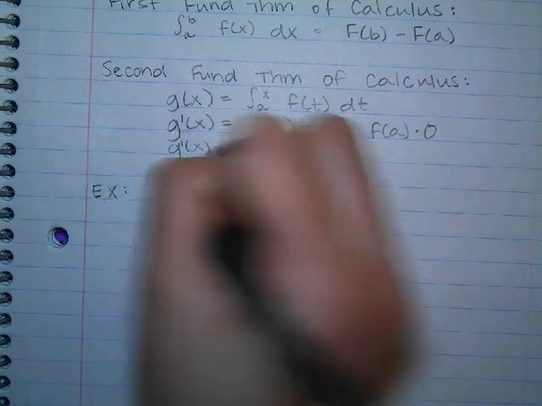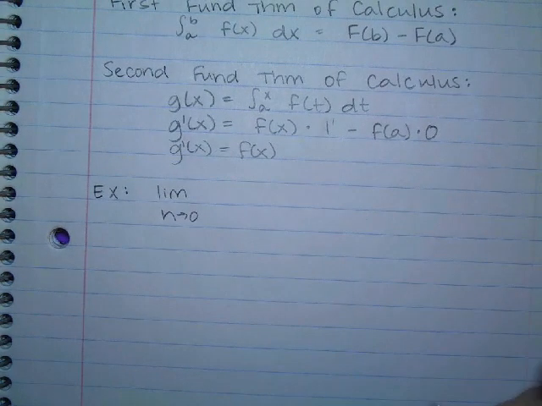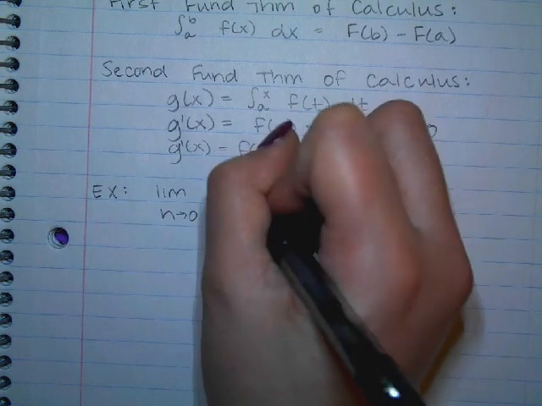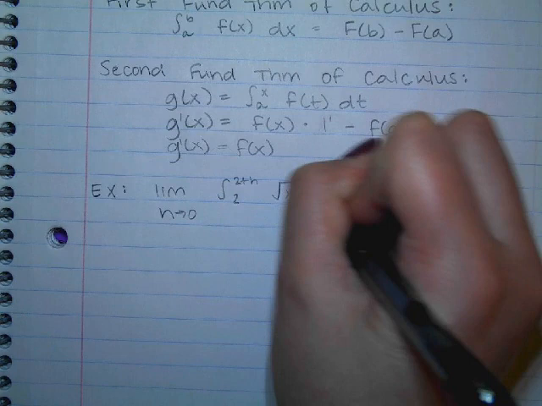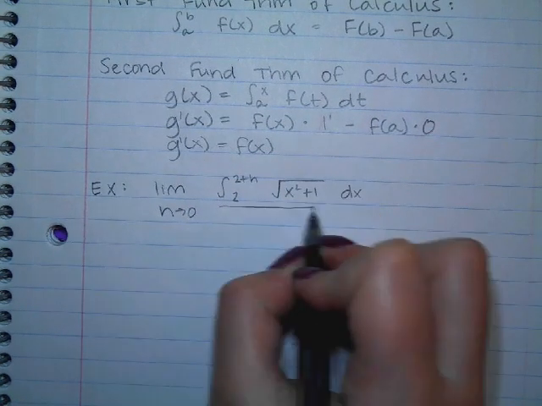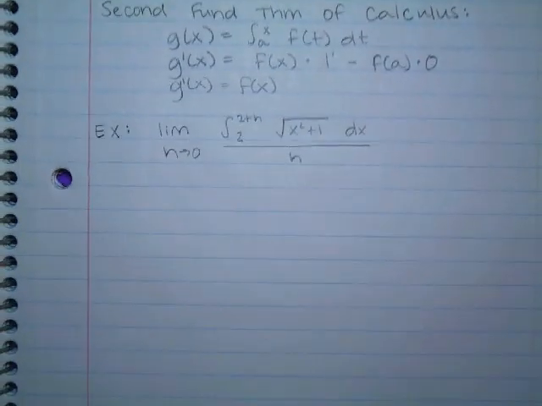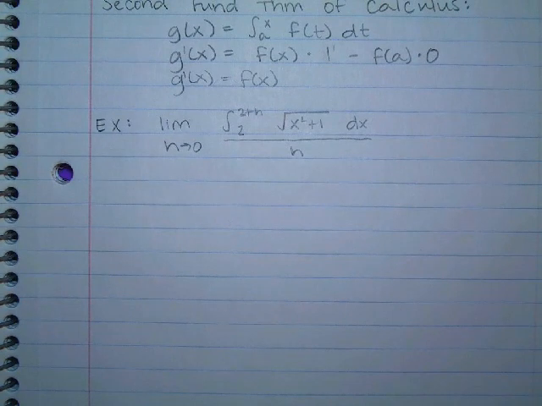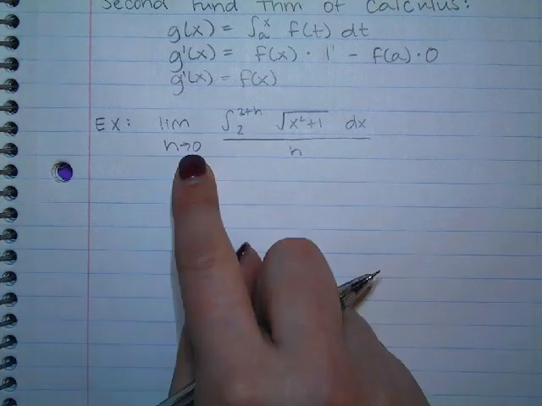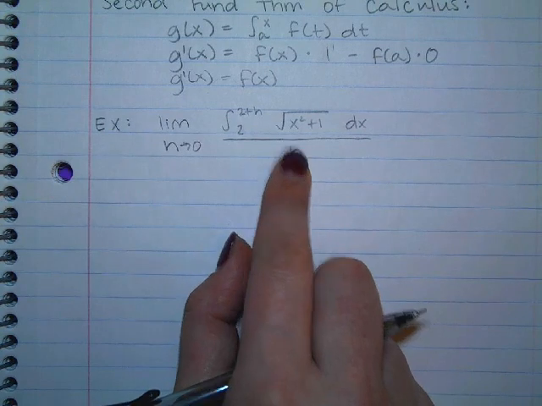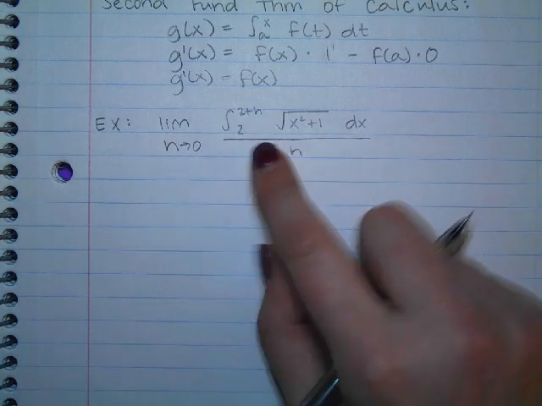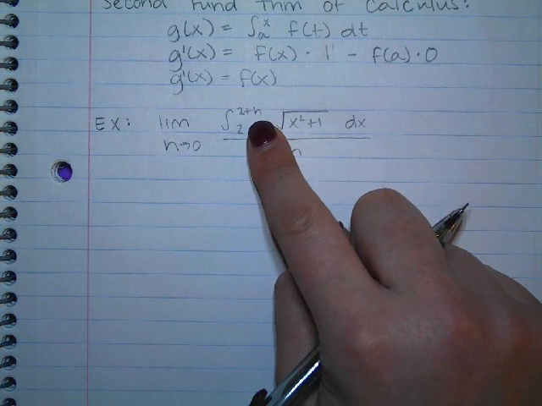So for this one, we're going to do the limit as h goes to 0 of the integral from 2 to 2 plus h of the square root of x squared plus 1 dx, all divided by h. If we think about h going to 0, what's going to happen with the bottom? It's going to 0 out, right? So we've got 0 on the bottom. If you plug 0 in for that h on the top, then you have the integral from 2 to 2, which is 0. So we have 0 over 0, which is what?